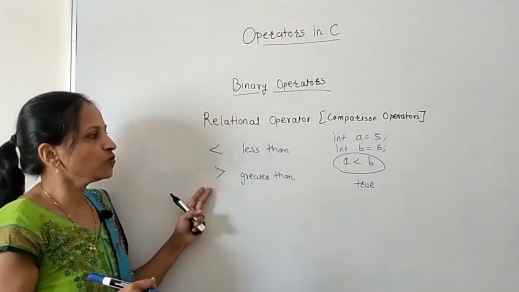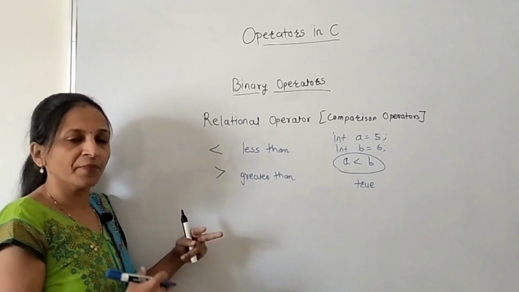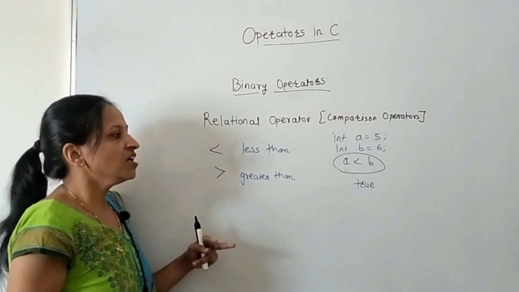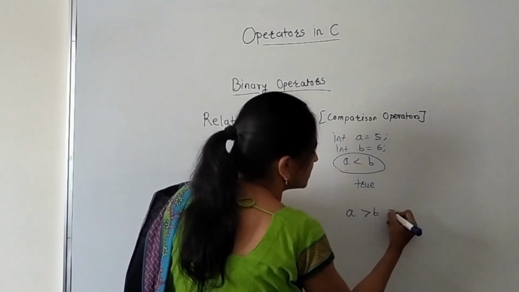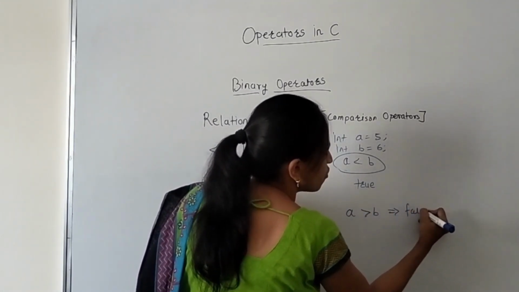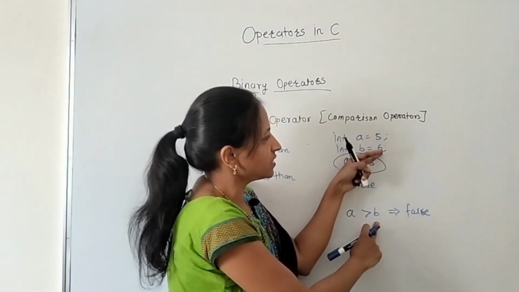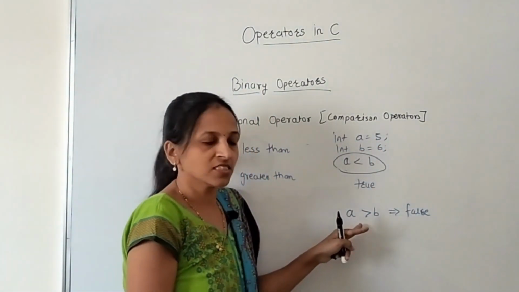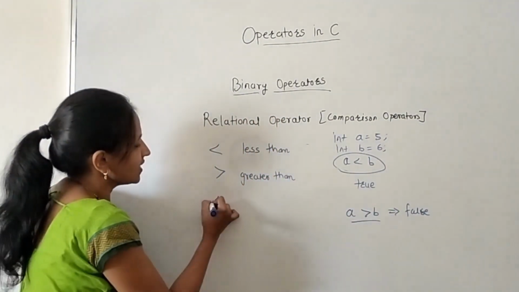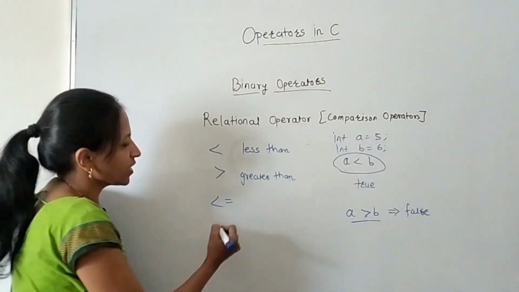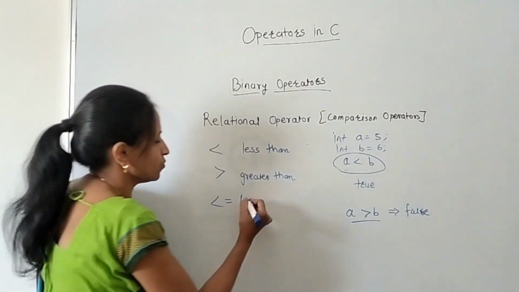This is used to check whether the value of the left hand side operand is greater than the right hand side operand. If I write a greater than b, this will result in false, because a is 5, b is 6, and 5 is not greater than 6. Now the next one is less than or equal to, which checks both less than and equal to.